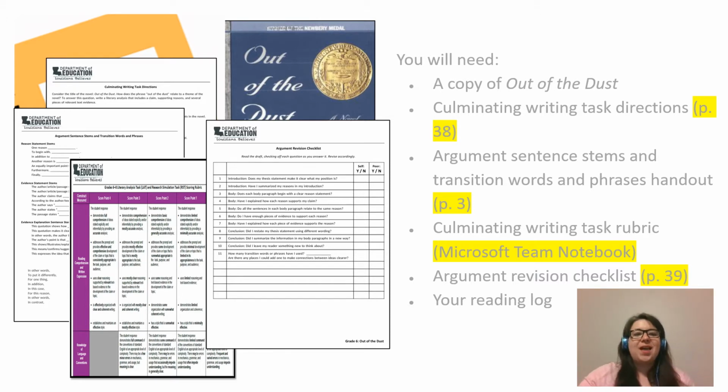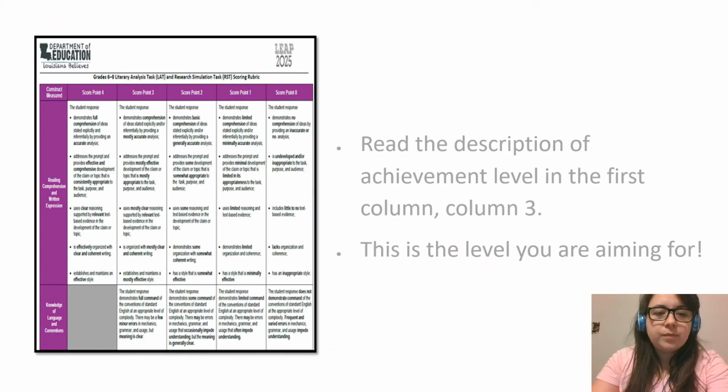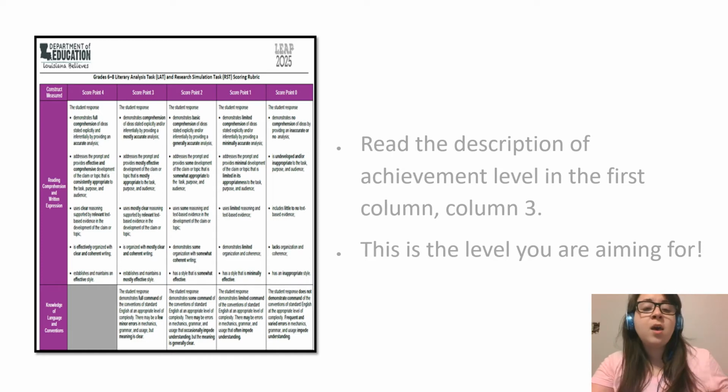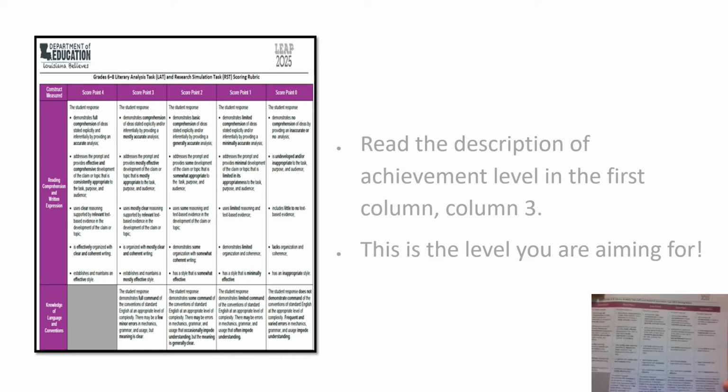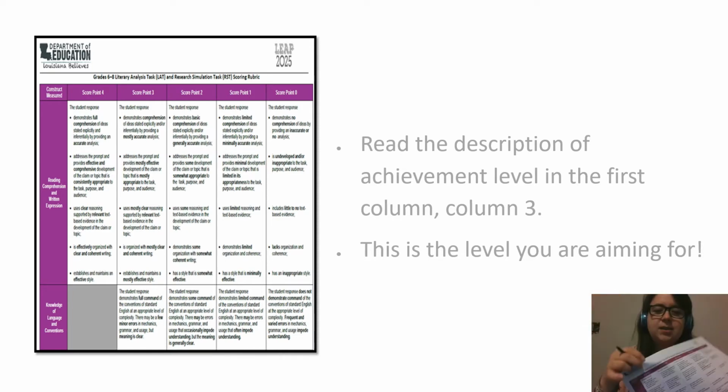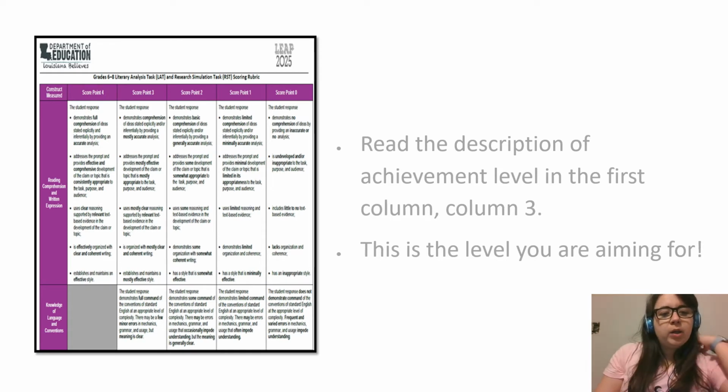So let's go ahead and talk about the rubric. Okay, let's get started by looking at the rubric. The one that's posted on Microsoft Teams, where it says in the notebook or in the content library, where it has Out of the Dust and then writing rubric, is kind of shorter like this. It's not as long as it is here. Now, we're going to look at 2 things, okay?